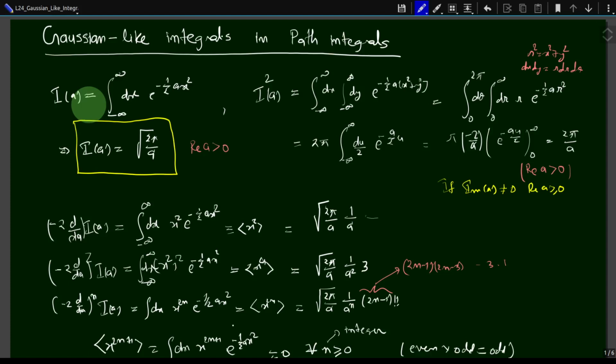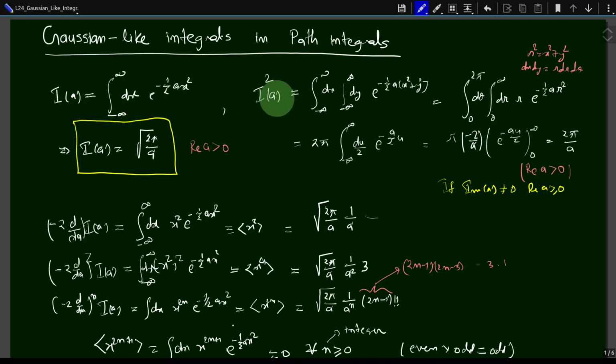Welcome to lecture 24. Today we are going to discuss the Gaussian-like integrals in path integrals and in quantum mechanics and in field theory. So clearly we'll begin with the Gaussian integral defined as I of a equal to the integral from minus infinity to plus infinity over x of the integrand exponential minus half a x square. And the way we compute this is we take the square of this integral.